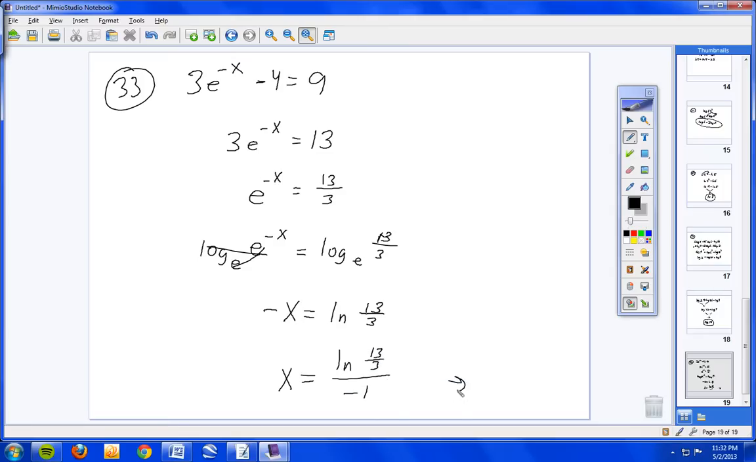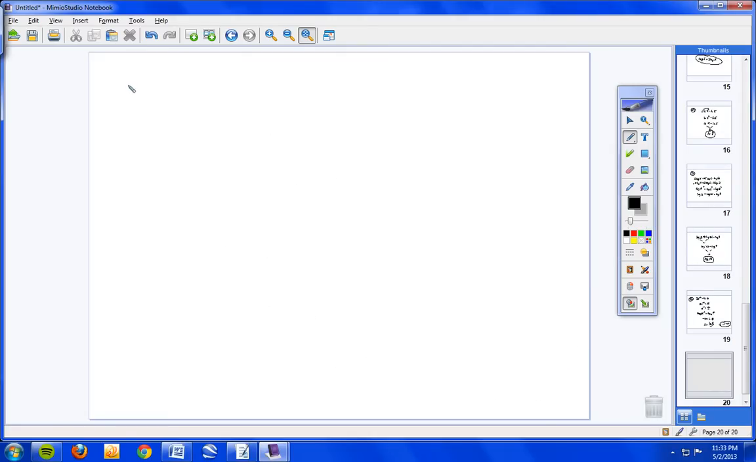Now you can type into your calculator natural log. It's the third button from the bottom on the left side. So very quickly I'm going to type in natural log of 13 divided by 3, natural log of 13/3 equals, and then divided by -1 equals, and you'll get this right here. You'll get -1.466. All right, moving on to number 35.